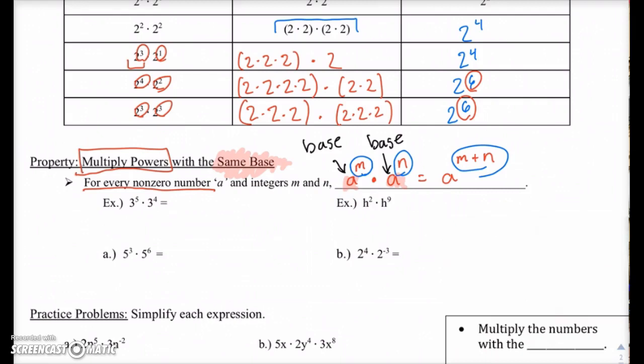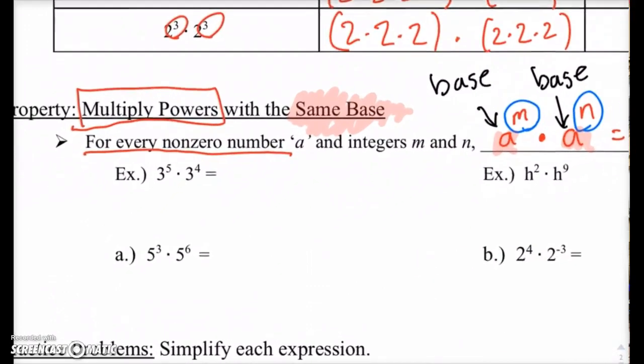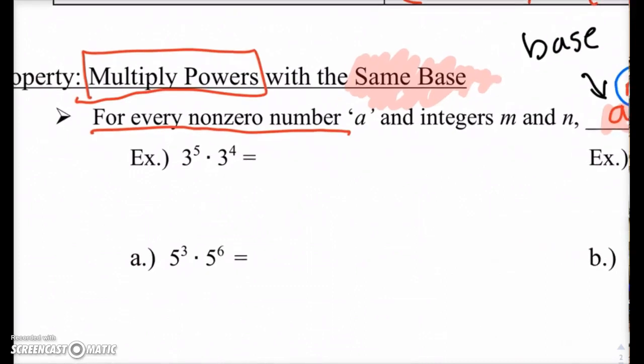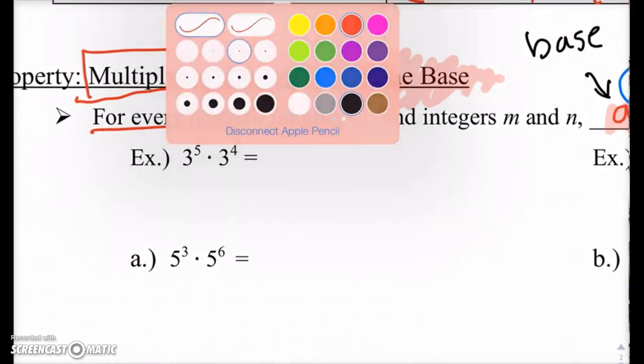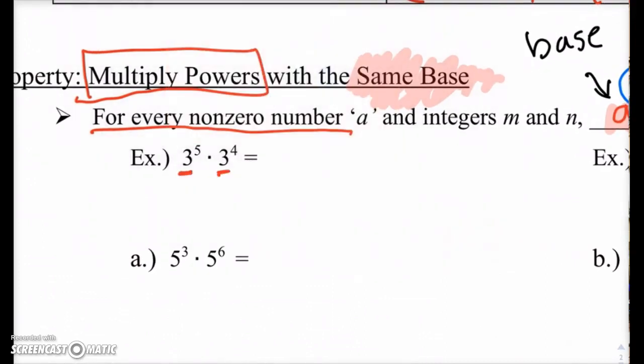Looking at this example, we have 3 to the power of 5 times 3 to the power of 4. First you ask yourself, is it the same base? The answer is yes. They both have base 3, so all we have to do is add the exponents. So this is going to be 3 to the power of 9. Bam.